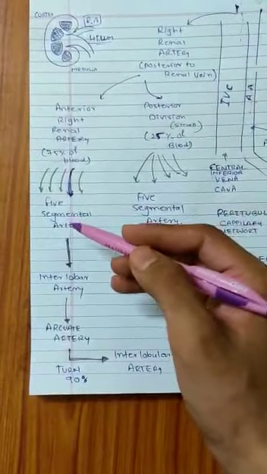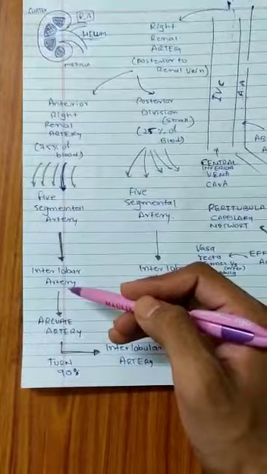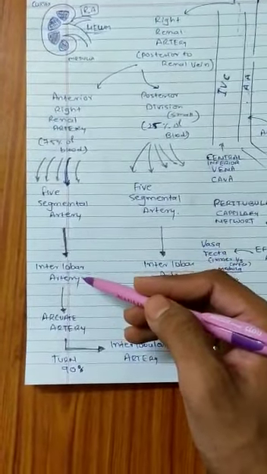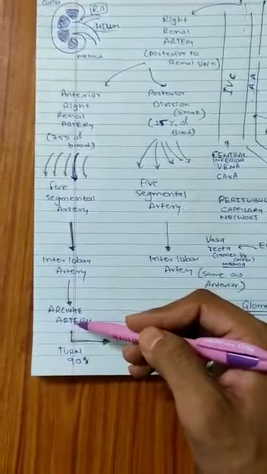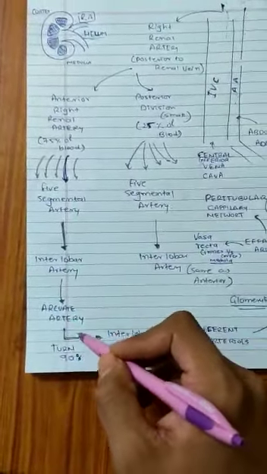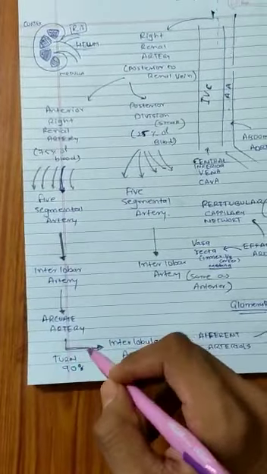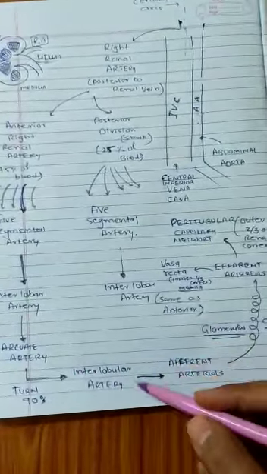This segmental artery is further divided into the interlobar arteries. We can see here this interlobar artery further divides into the arcuate arteries. We will mention here this arcuate artery will turn 90 degrees and further divide into the interlobular arteries. This interlobular artery further divides into the afferent arterioles.